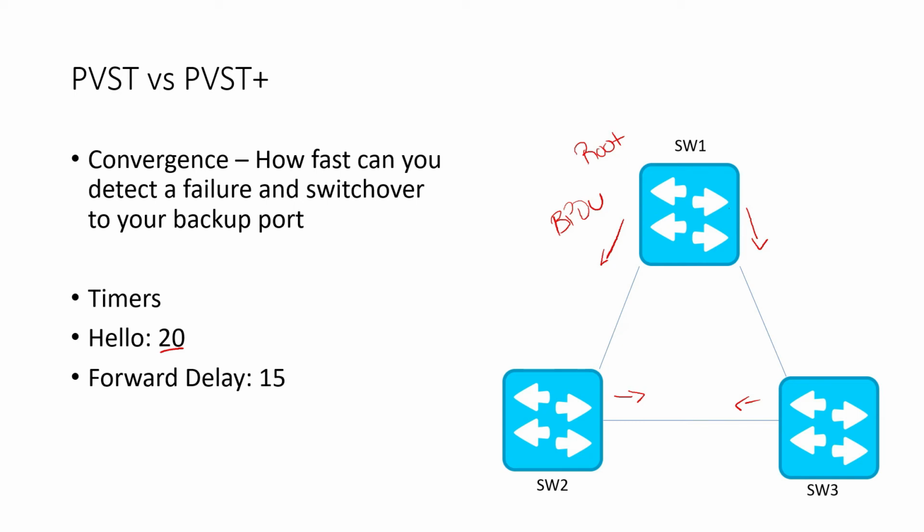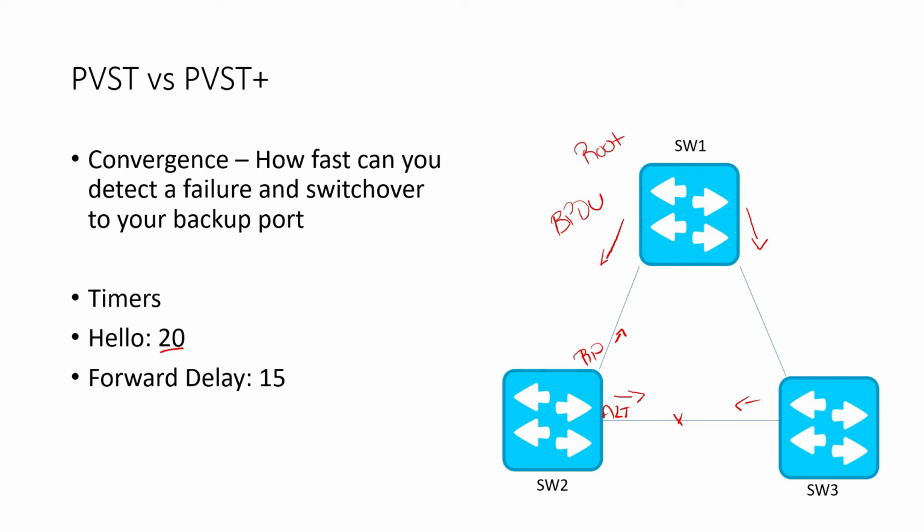So every 20 seconds, switch 1 should be generating a BPDU and sending it to switch 2. Before I explain how switch 2 knows, let's just say that this is the root port and this is the alternate port. So this link is not part of the tree. The way switch 2 is going to know that his primary path, which is this way, is no longer available is when he misses one BPDU from switch 1. He doesn't get it.